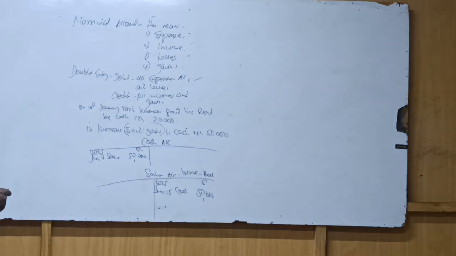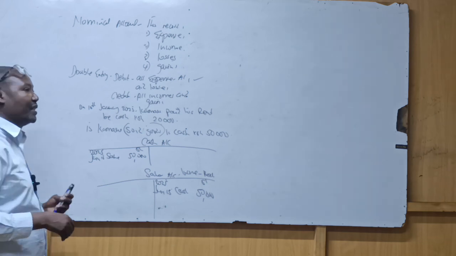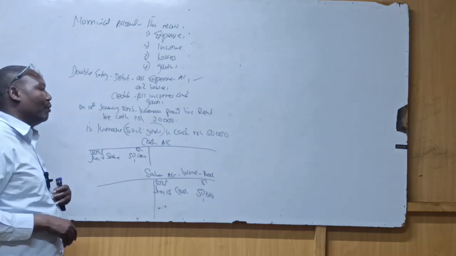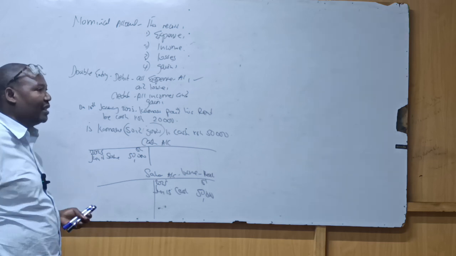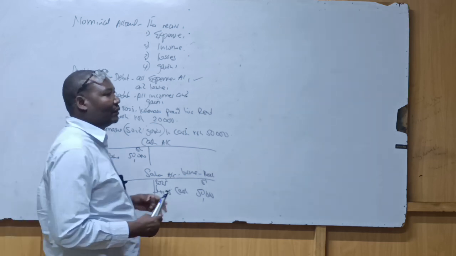So that gives us the illustration. Maybe in the next lesson we will do a comprehensive example and see how we can do the double entry, close the accounts and extract a trial balance.